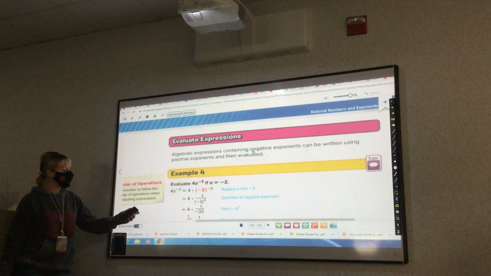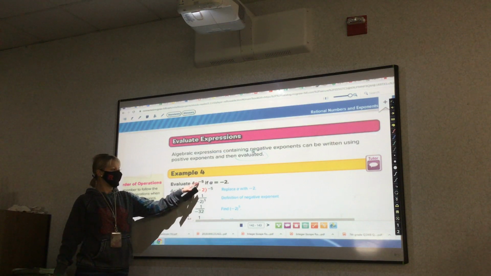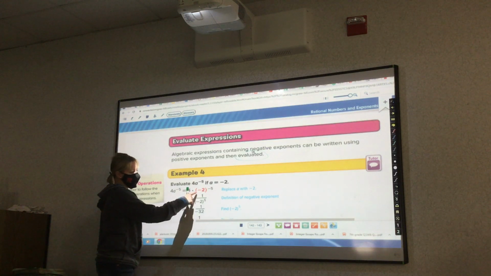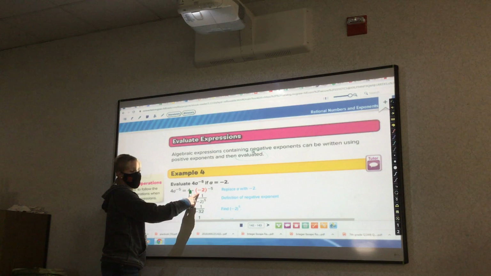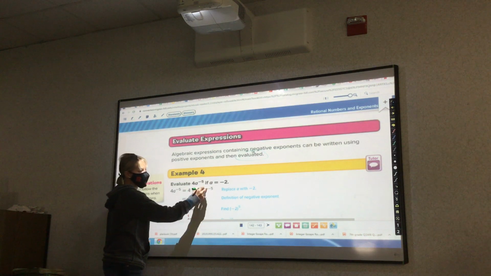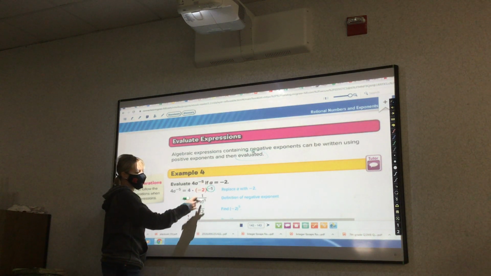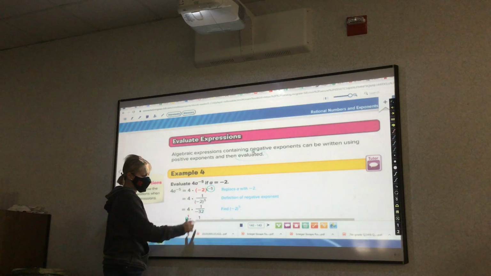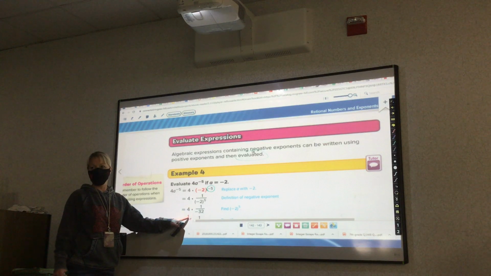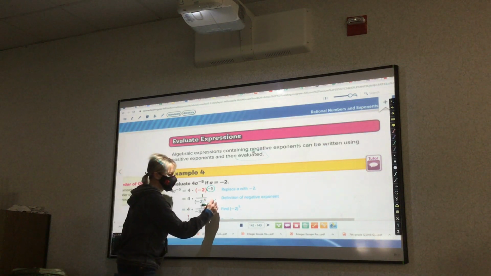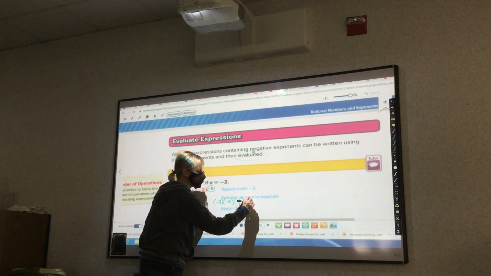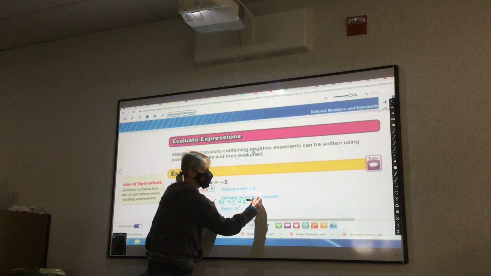So if I have evaluate 4 times a to the negative fifth if a is a negative 2. So you just have 4 times, and then make sure that negative 2 is in parentheses, to the negative fifth. You're still going to leave the 4. Because it's a negative exponent, it's going to be 1 over negative 2 to the fifth. You have to do the negative 2, and they don't show it here. They don't show it in the example, but I need to see that you're doing negative 2 times the negative 2 times the negative 2 times the negative 2, 1, 2, 3, 4, 5 of them.